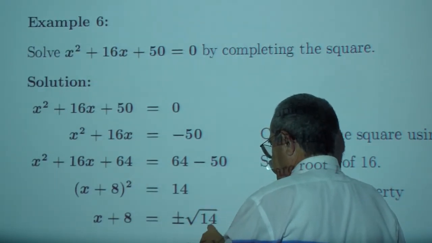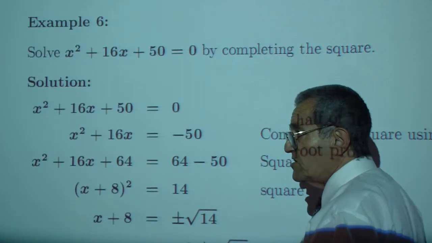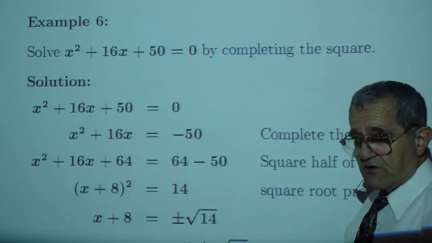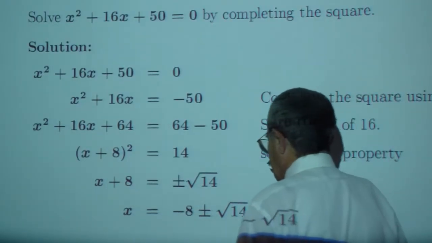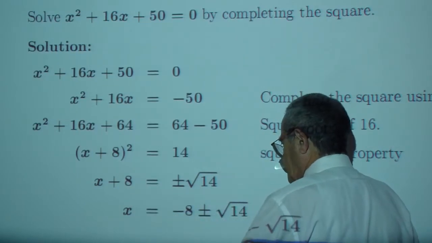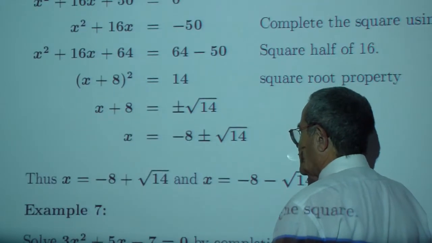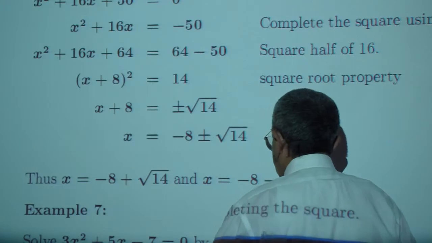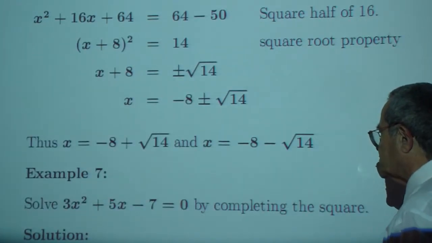I get a 14 here. I get the square root of 14. There's nothing wrong with getting square roots. Plus or minus, and then I subtract 8 from both sides. This is my answer. Negative 8 plus square root of 14. Negative 8 minus square root of 14.